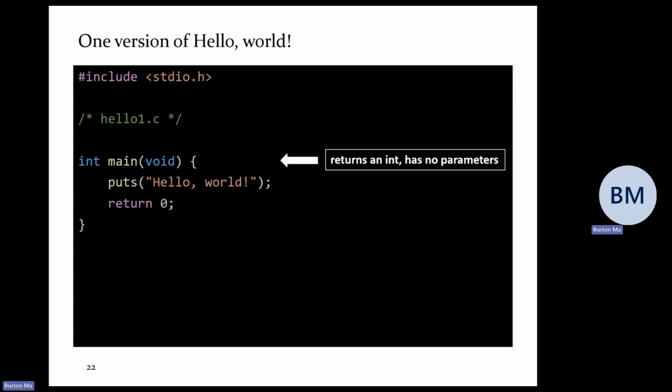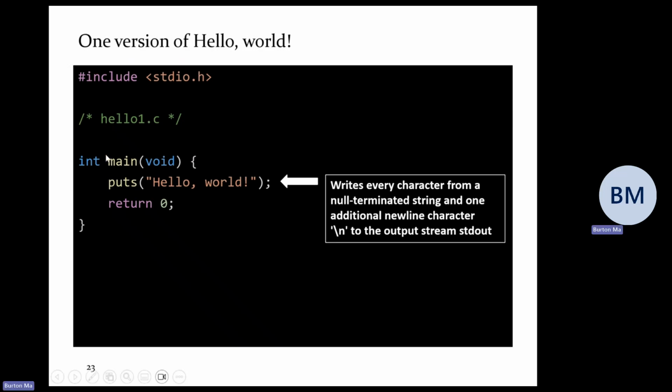So there's our main function in hello 1. It returns an int and has no parameters. puts is a function that can print a string. When it prints a string, it adds a new line to the end of the string. So that prints hello world on one line, then goes to the next line. It can only print strings, so you can't print a float or an int or anything else with puts.